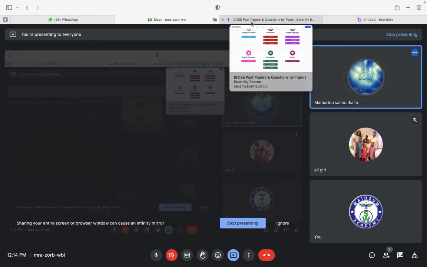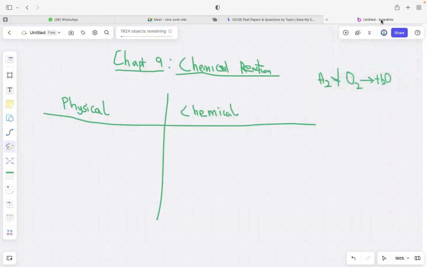Yes. Okay. So when we burn a candle, that's a chemical change. When we burn matches, we take a match stick and light it up and it burns to ashes. This is also a chemical change. Is that okay?